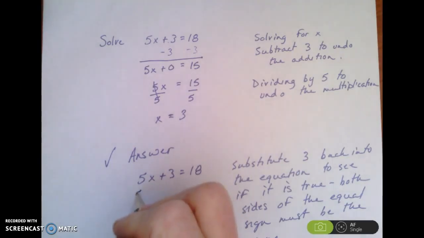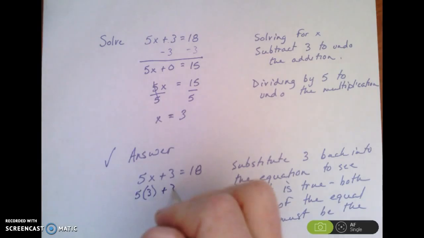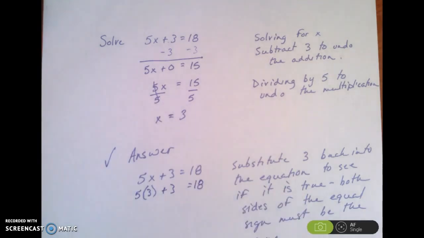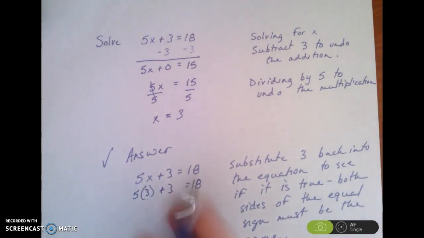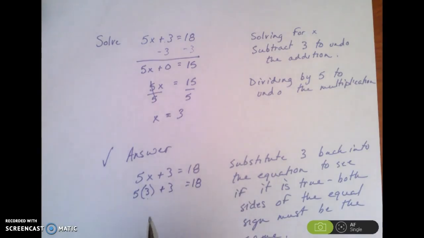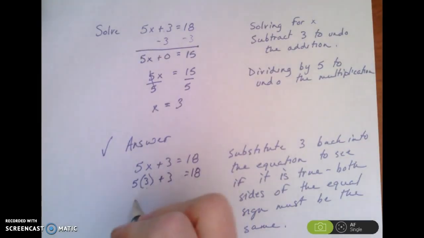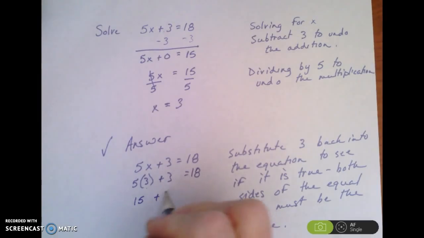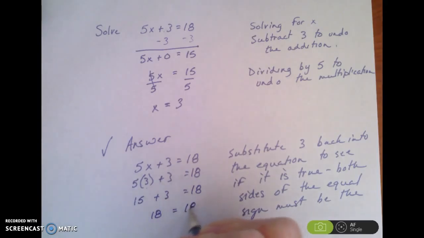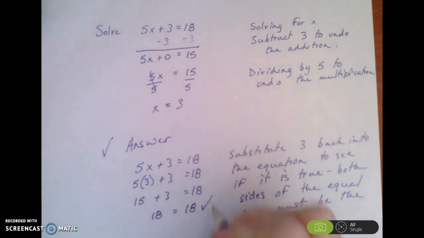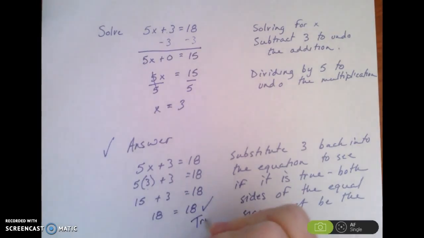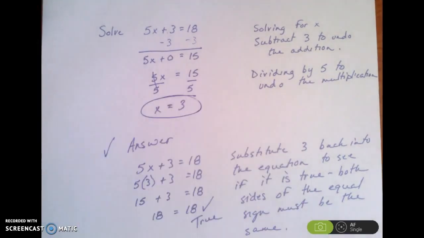So we plug in 3 into x, so we have 5 times 3 plus 3 equals 18. I'm going to multiply the 5 and 3 together first because the order of operations tells us to do the multiplication first. So we have 15 plus 3 equals 18. 15 plus 3 is 18. And we have 18 on the right side. And it checks, it's true. So x equals 3 is the correct answer.